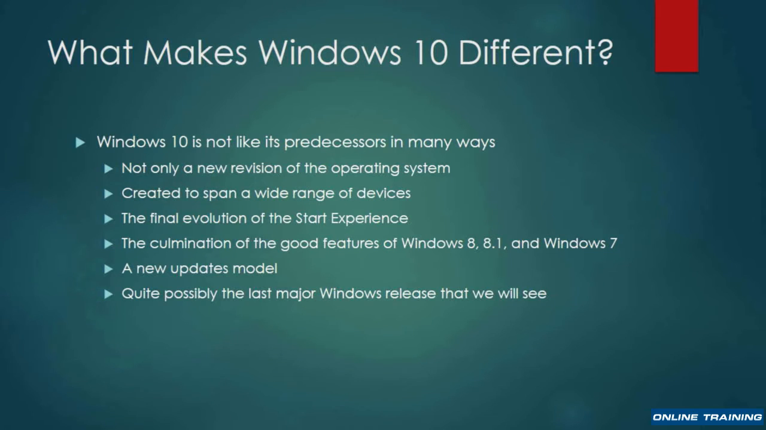Windows 10 is really not like its predecessors in a number of different ways. And it's not just cosmetic, although some of the things will be in a cosmetic fashion. But it's not just a new revision of the operating system. It is what's said to be possibly the final operating system that Microsoft will produce. And it's definitely the culmination of all of the previous operating systems, Windows 7, Windows 8, Windows 8.1.